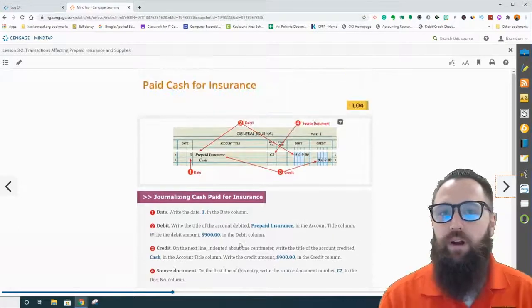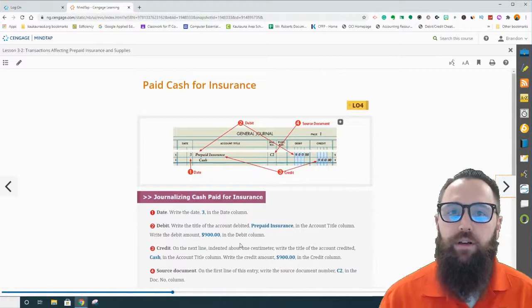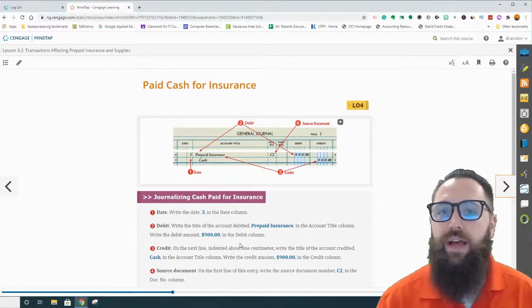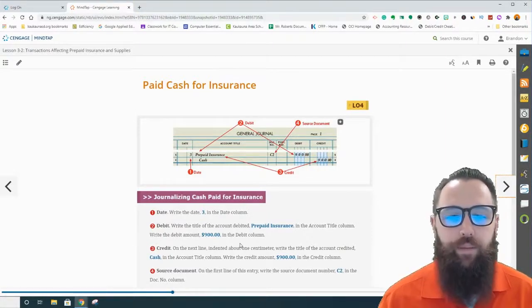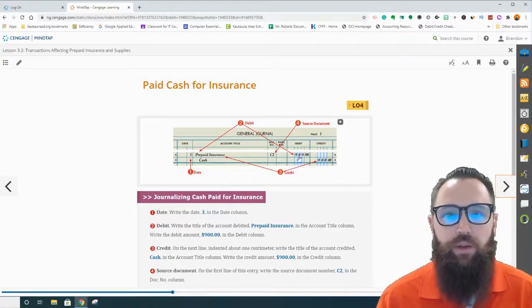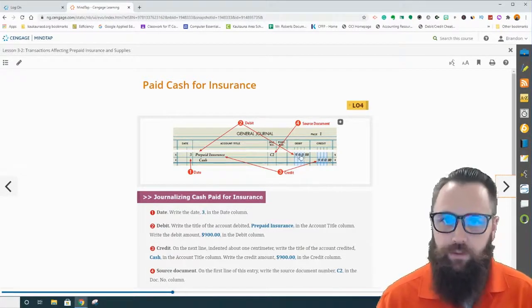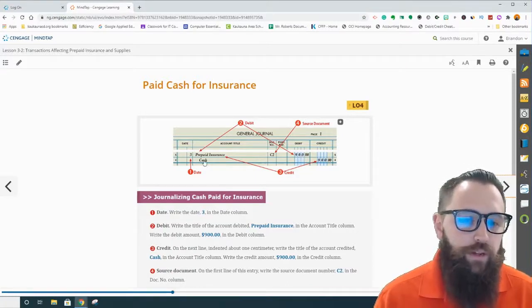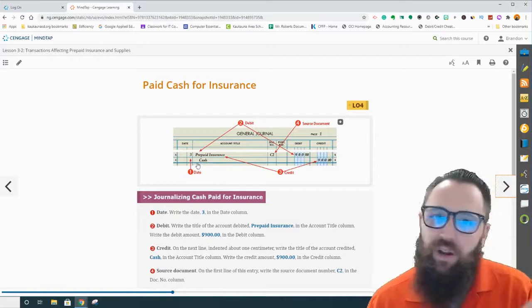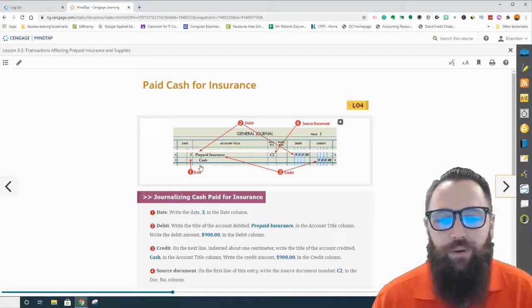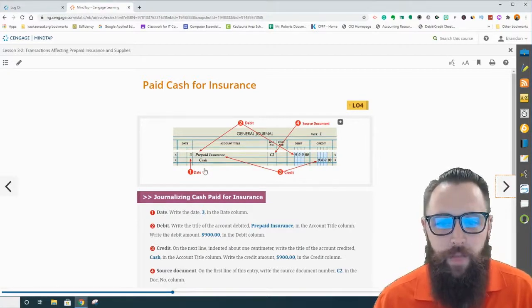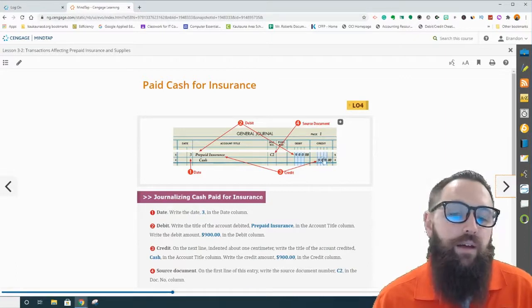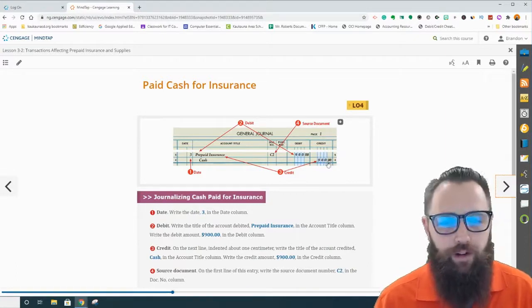Second step is we're going to figure out what account's being debited. Well, here it's going to be prepaid insurance. That's going to go up. So we write out our debited account. And then in our debit column, we write out the amount. It's going to increase for prepaid insurance. Then we write out our credited account. It's going to be indented a little bit, but on our online working papers, we don't really have to worry about that. It does it for us. And then we write how much the account is going to be credited.